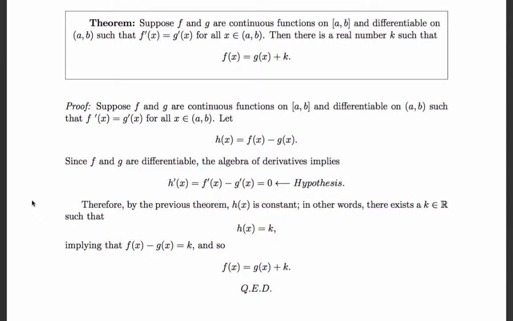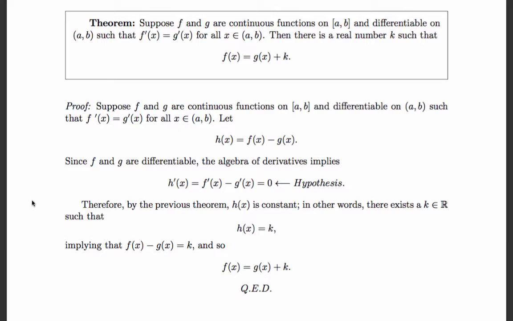Now, suppose f and g are continuous on a closed interval a to b and differentiable on the interior, and suppose that their derivatives are equal. Then they're essentially separated by a constant. There's some real number k, for which f equals g plus k. Again, these are all results that we know. But now we're going to prove it.